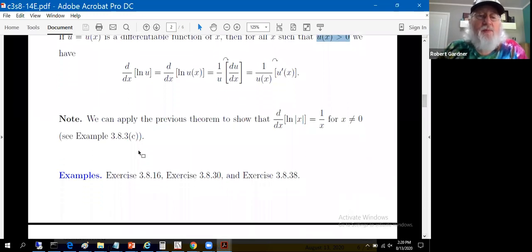Something that's in the book as an example, we'll do several exercises. I didn't include the example in the notes here, is if we'll consider the function natural log of the absolute value of x. Now I don't have to assume x is positive. I still have to assume it's non-zero because we can't take the log of 0. But we can take the log of anything positive, and the absolute value of x is going to be positive as long as x isn't 0. And the claim is the derivative with respect to x of this function, natural log of the absolute value of x, is 1 over x.